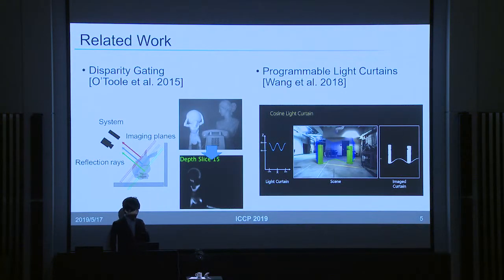In general, selective imaging is difficult as we need to control which light paths are captured by the imaging devices. Recent work by O'Toole et al. introduced disparity gating to capture vertical planes of light in the scene, and works in scattering media such as fog or smoke. As shown in the right video, Wang et al. introduced the method of imaging an arbitrary 3D surface using programmable light curtains, and showed application to autonomous vehicles.